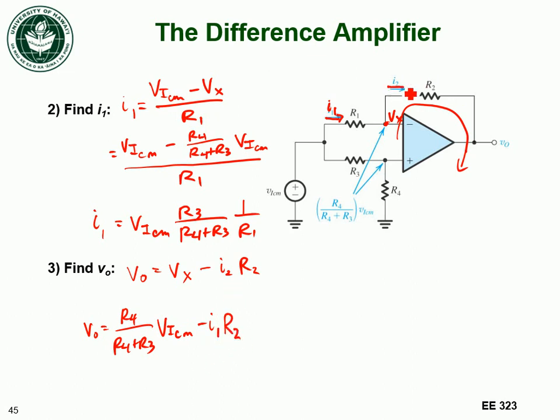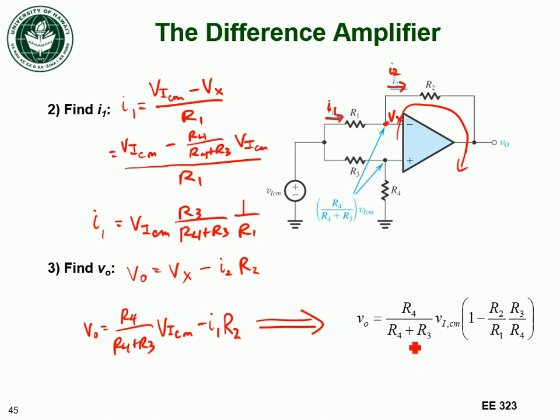And I2, this current here, is the same as I1 because no current's going into the input of the op-amp. So instead of writing I2, I change it to I1, and we already have an equation for I1. If I substitute all of that, you need to do some algebra, and you'll come out with this last equation. So this is going to be the voltage at the output of the op-amp if you have the same signal going into both inputs.